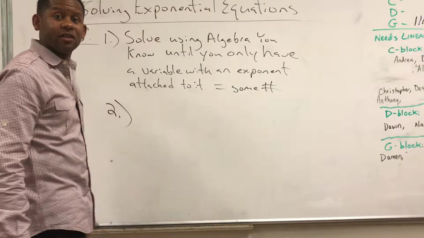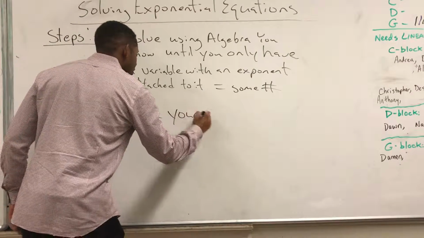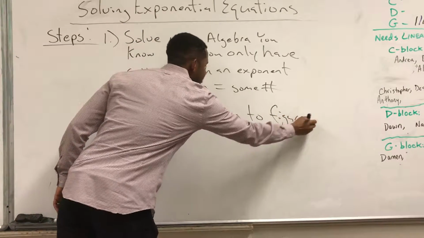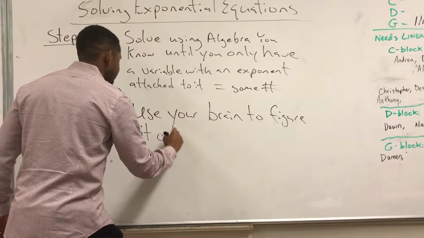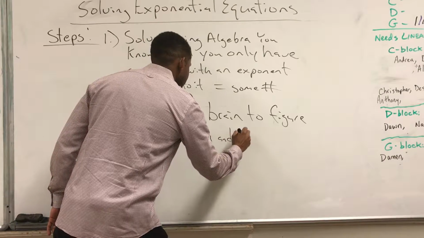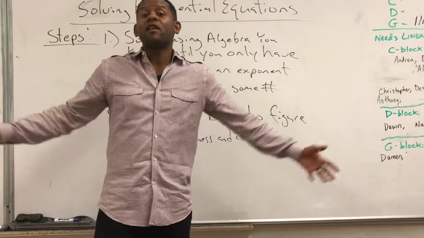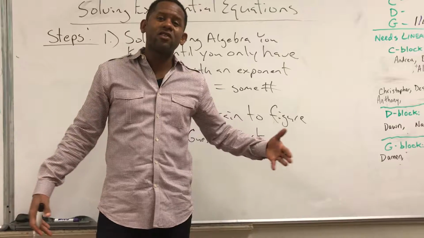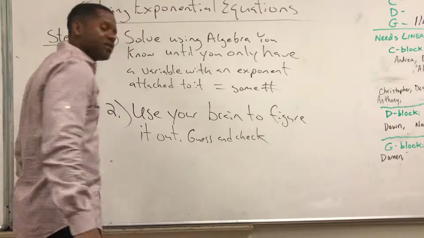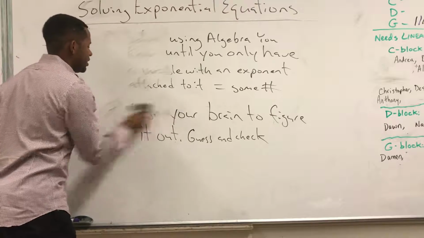Then the second thing you're going to do is use your brain to figure it out. You might have to guess and check. That's it. You're going to have to figure some stuff out. A calculator isn't particularly going to fix it for you at this point, but I think you all are intelligent people and you'll be able to figure these out. So let's just do a couple and see what this crazy nonsense looks like.